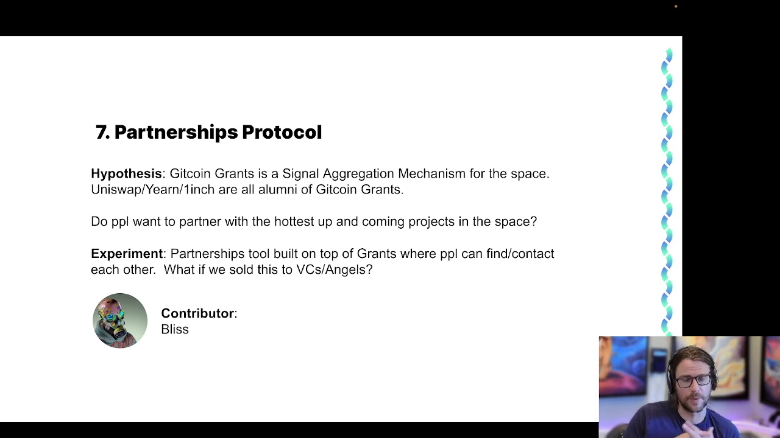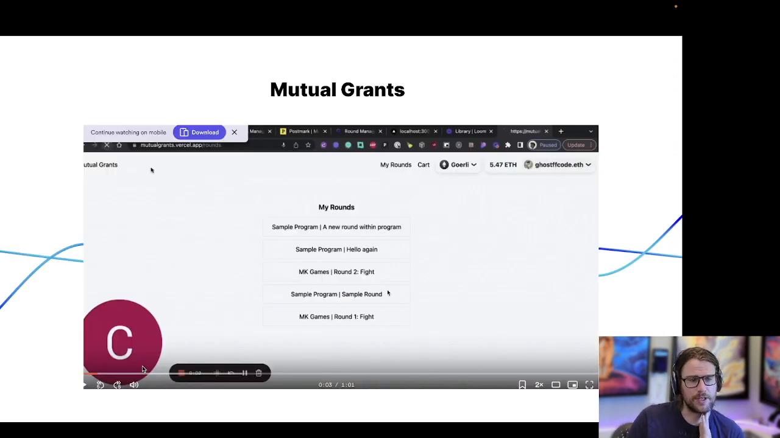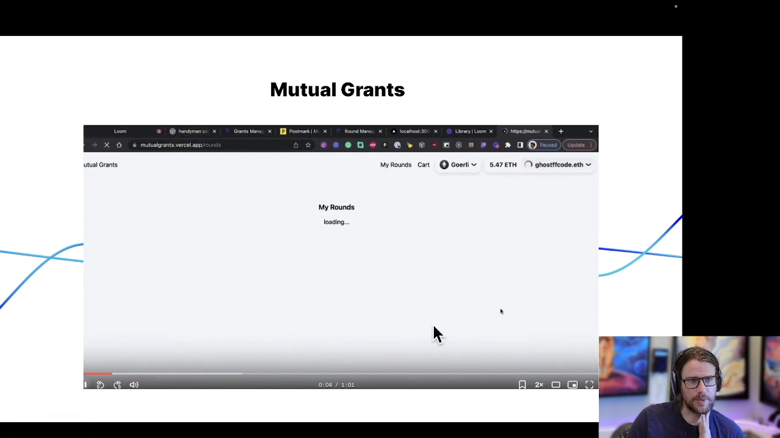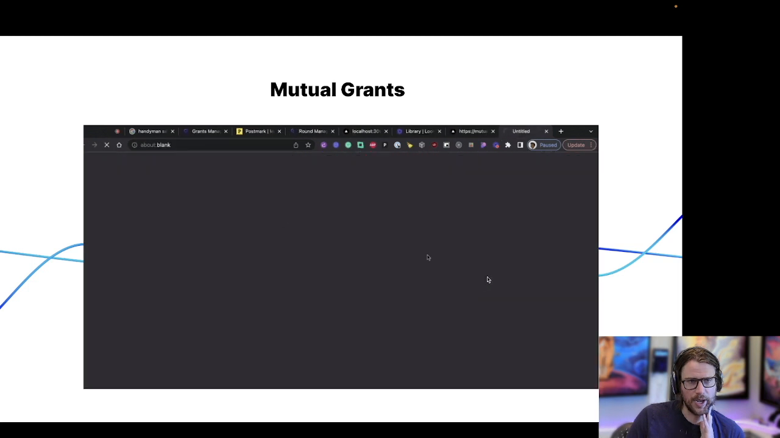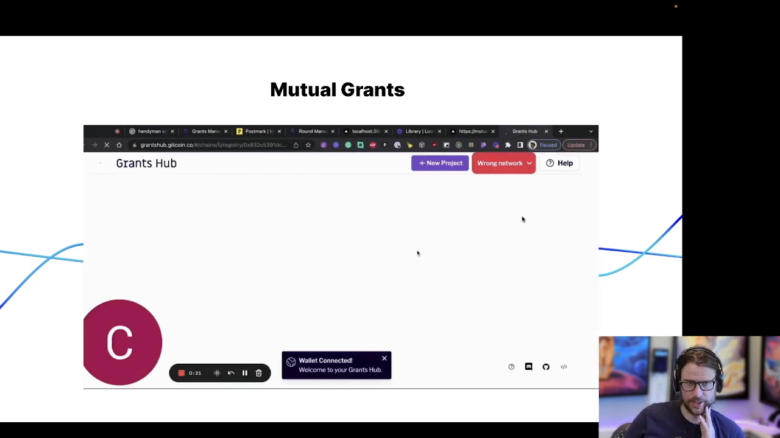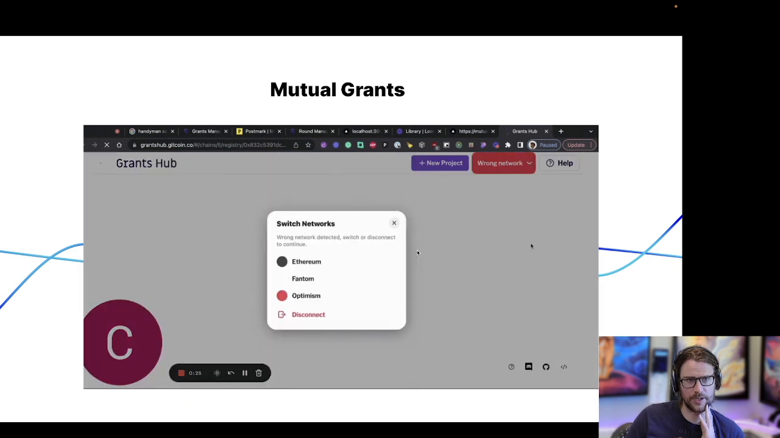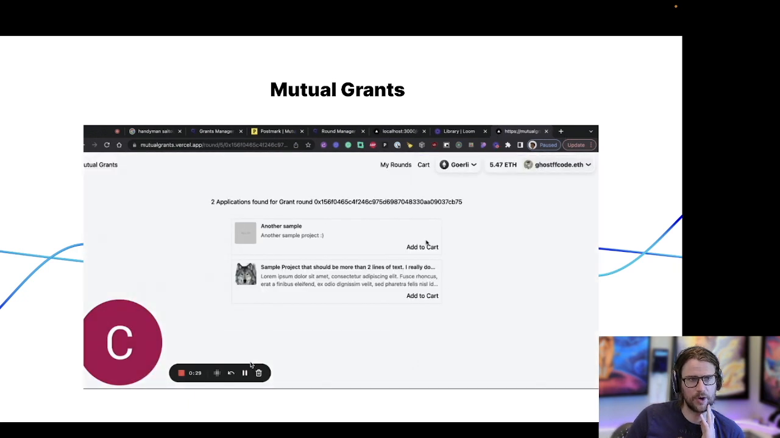So we built a partnerships tool built on top of Grants Stack where people can find and contact each other. And what if we sold this deal flow to VCs and angels or to the top biz dev people in the Web3 ecosystem? So this is basically what it looks like. Let me press play here. So you load up different rounds on Gitcoin Grant Stack, and then you can visit different grants that were on that Grant Stack round.